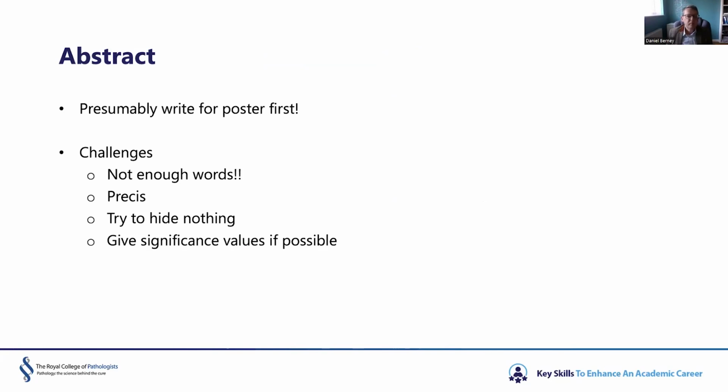It can sometimes be done using abbreviations to help you out. If you've got some abbreviations in there that are explained, that's helpful. And often you can find things can be said in a more precise, cogent way. As I said, give significance values if done, and hide nothing. Do give detracting factors. Be honest. Don't hide your dirty laundry. Keep it in the abstract as well.